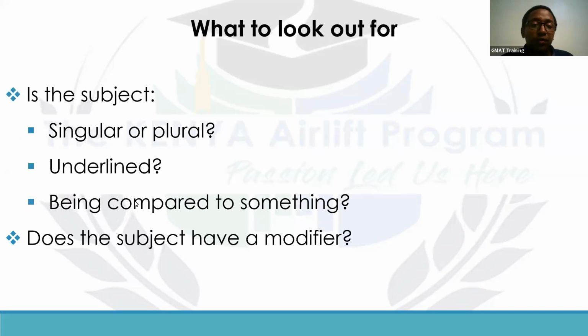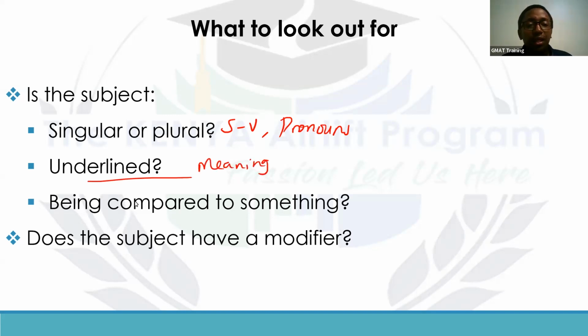So what do we look out for? First is the subject singular or plural. Of course, these will come in several aspects of, say, subject-verb agreement or pronoun agreement, etc. Then, is the subject underlined? This probably has to do with meaning. So maybe the placement of the subject may change.